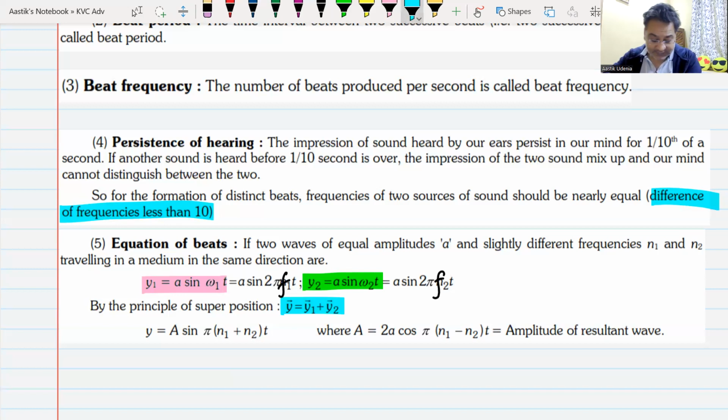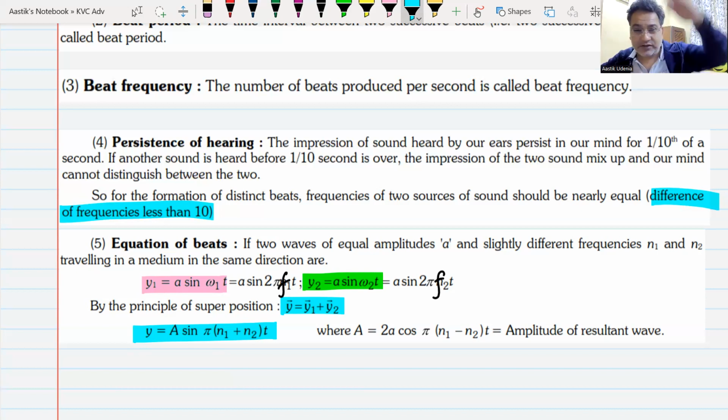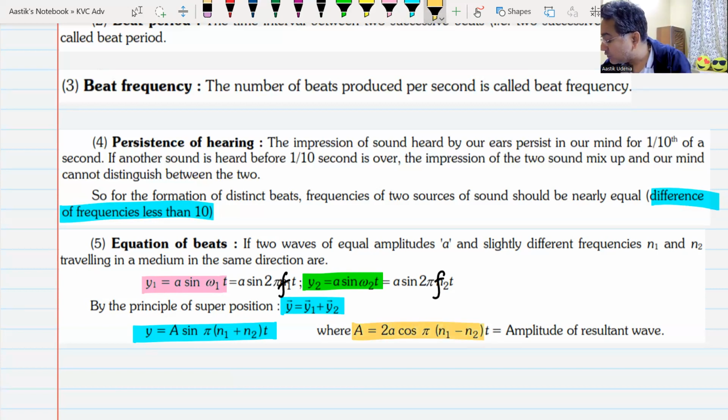Do we understand this? The resultant wave will look like this. We have just used the sin A plus sin B formula. Now this term is the amplitude, and it tells us what is happening with the beats. Remember this formula for the amplitude: 2A cos(π(F1 minus F2)t). Do we understand this?